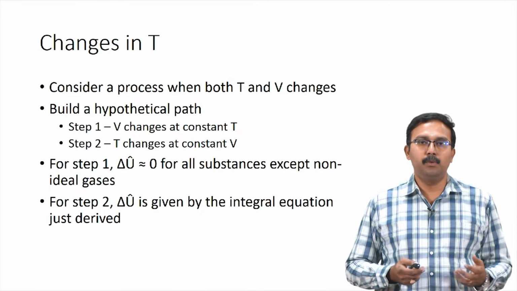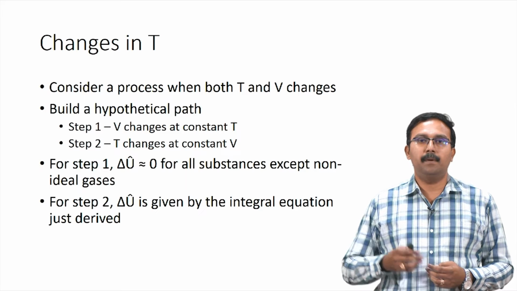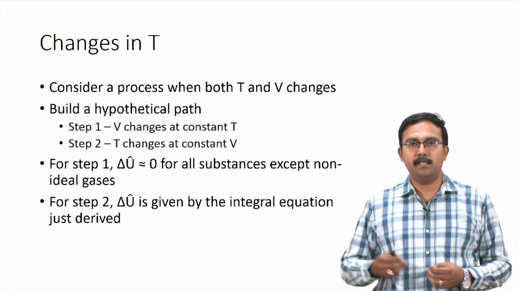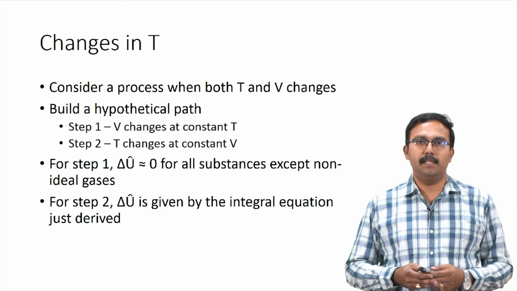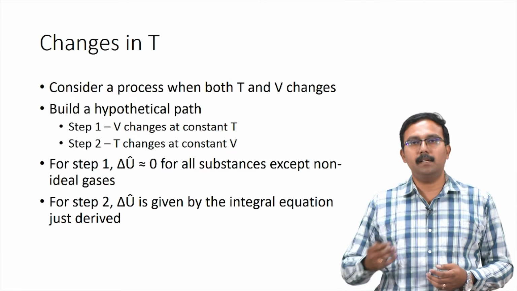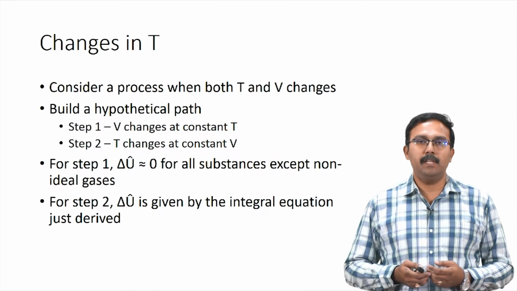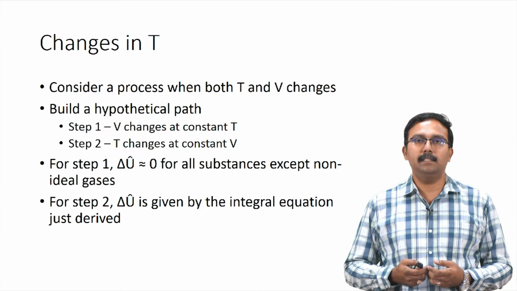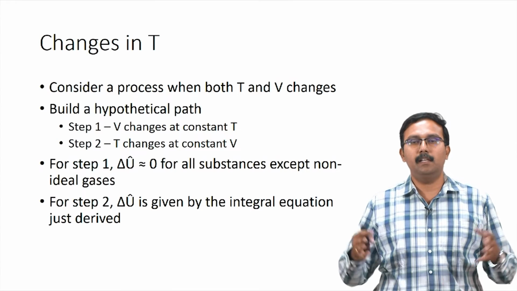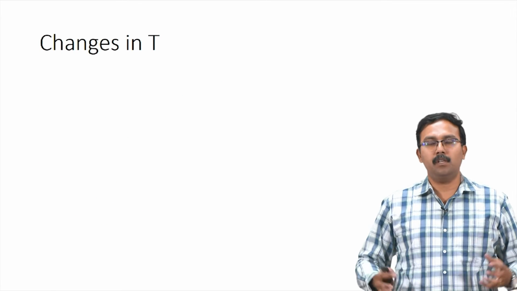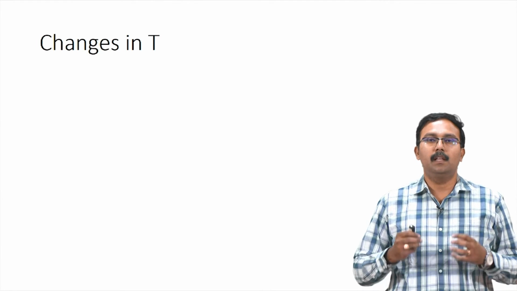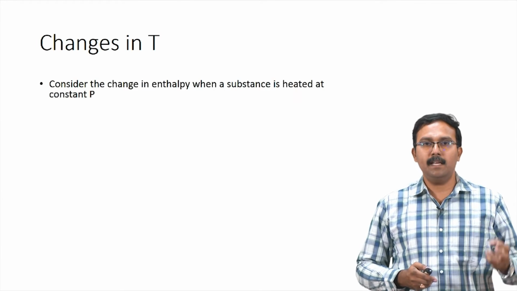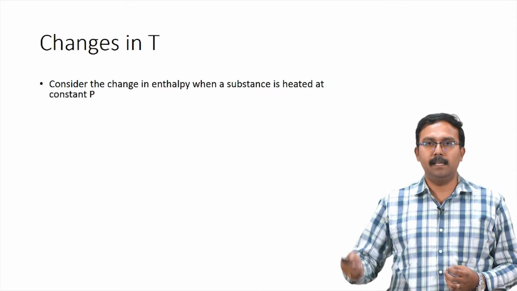For step 2, where delta u cap depends on the temperature change, you would calculate it using the integral equation which we just derived. Delta u cap would be the integral of CV dT. The summation of these two changes in internal energy will give you the total change in internal energy for the process. Instead of a constant volume process, if you were to have a constant pressure process, then you would have to account for the change in enthalpy when the substance is heated.